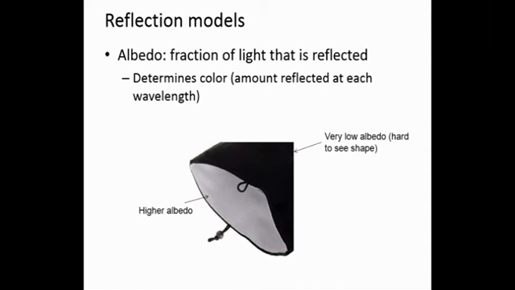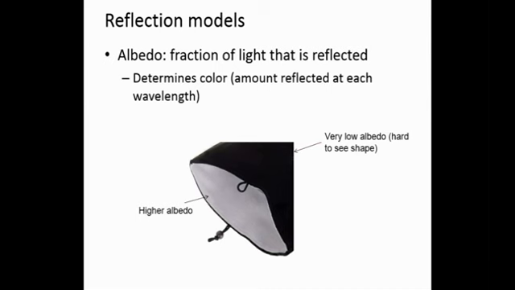Question? If different materials have the exact same albedo at all wavelengths, would it be the same color? Yes. If two materials are Lambertian at least, and they have the same albedo across the spectrum, then in the same lighting, they would have the same color. Yep.